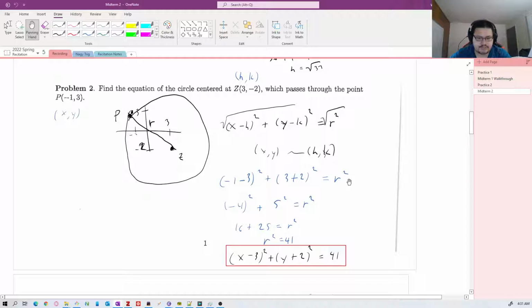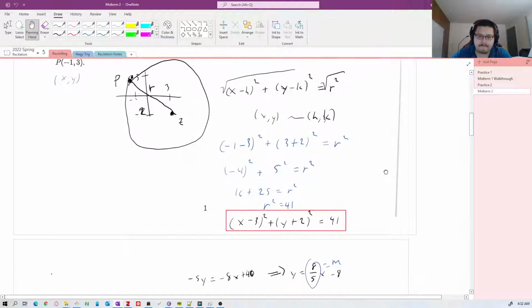Okay, so we plugged the values in, and then you just compute. So -4 quantity squared plus 5 squared equals r squared. Calculate, calculate. R squared equals 41. And you don't need to take the square root because you're going to plug back into the general formula of a circle using the center, h comma k, 3 comma -2. So giving you the x minus 3 and y plus 2 there, and then r squared right there. So that is the equation of a circle centered at this point, passing through that other point.